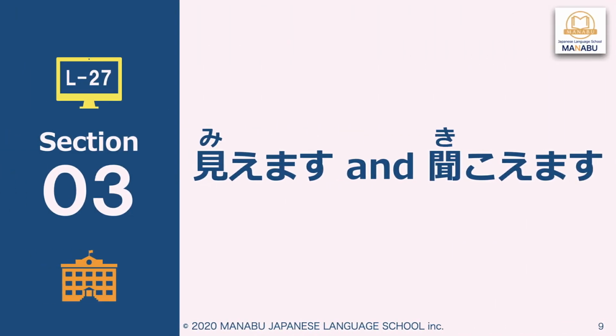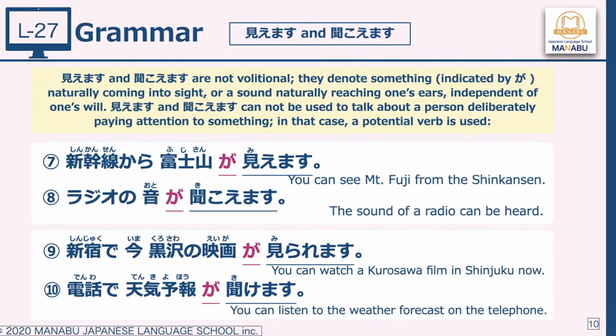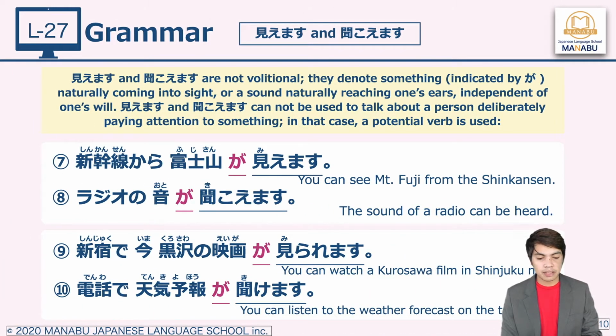Grammar point number 3. Miemasu and kikoemasu. So, miemasu and kikoemasu are not volitional. They denote something indicated by the particle ga. It means that these verbs are not the speaker's intention, or this will happen naturally. So, coming into sight, or a sound naturally reaching one's ears, independent of one's will.